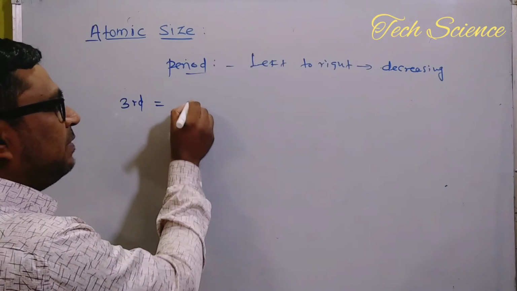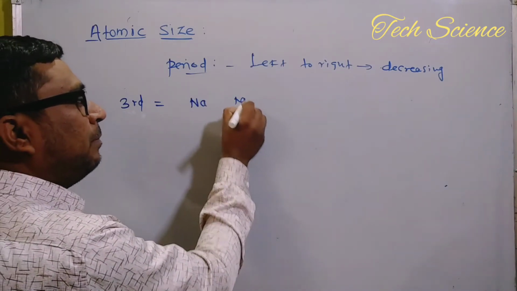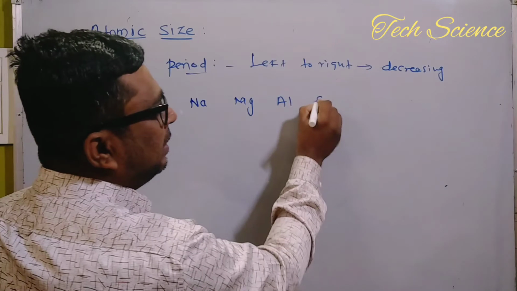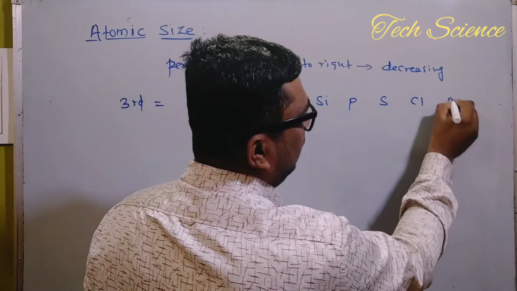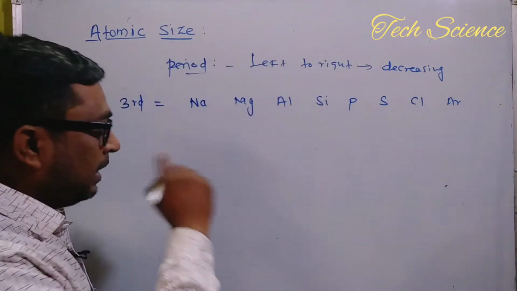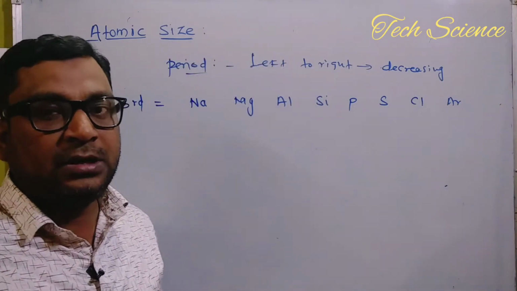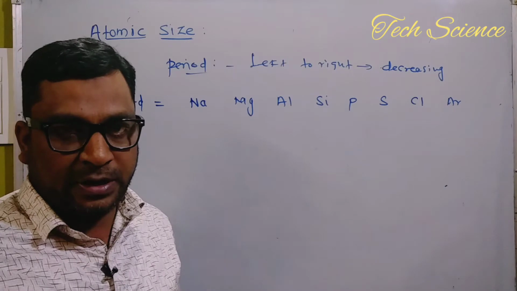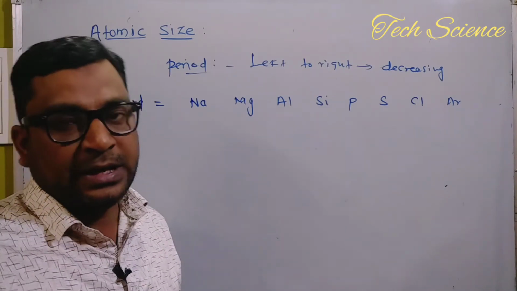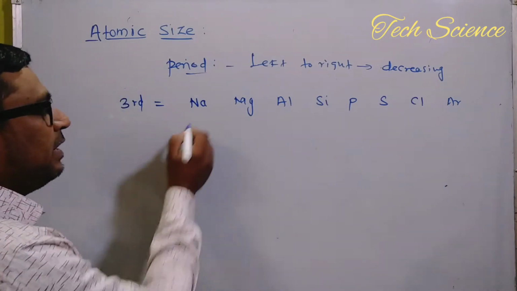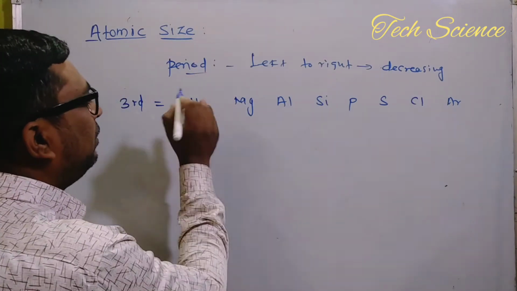What is the third period in the modern periodic table? We have the elements like sodium, magnesium, aluminium, silicon, phosphorus, sulfur, chlorine and argon. So these are the 8 elements in the third period of the modern periodic table. Very simple to remember this also. We already practiced these things in the 9th standard also. Now I am writing here the atomic number of each element.